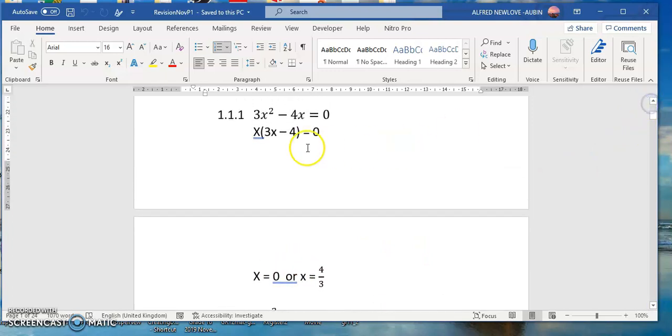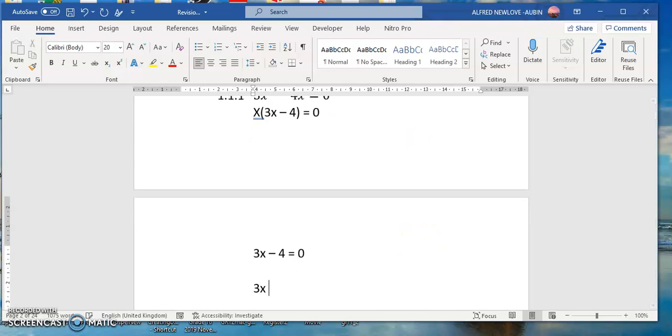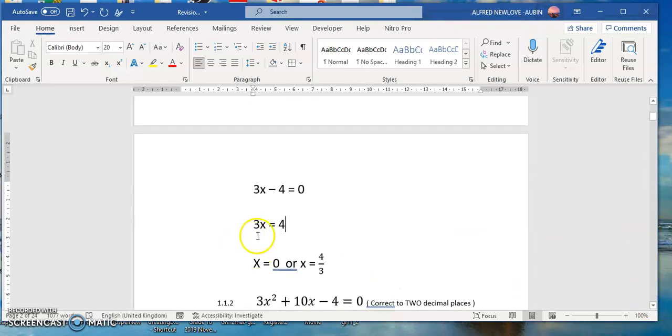or 3x minus 4 is also equal to 0. Let me write that one. So we can also say that 3x minus 4 is also equal to 0. So if 3x minus 4 is equal to 0, we can say that 3x, if I transpose, is equal to 4. Then we divide both sides by 3. If I divide here by 3, and I divide here also by 3, I'm going to have x is equal to 4 over 3.